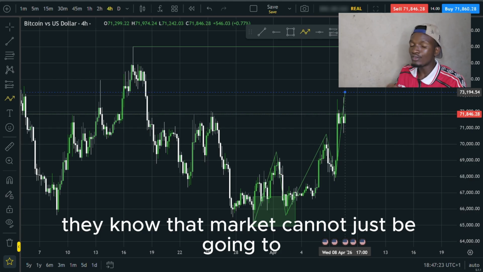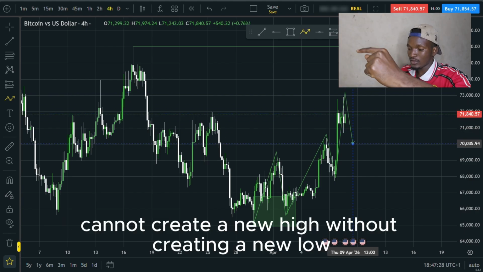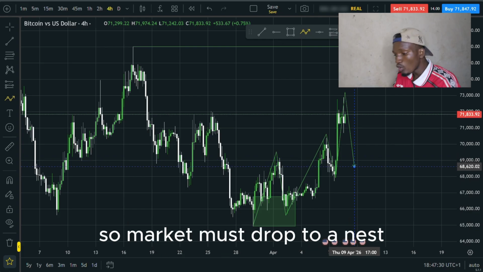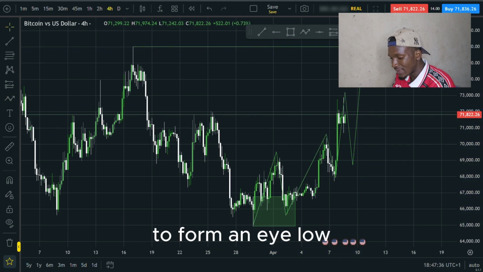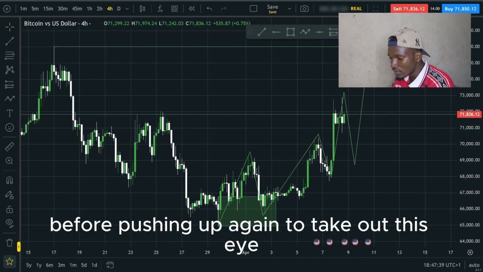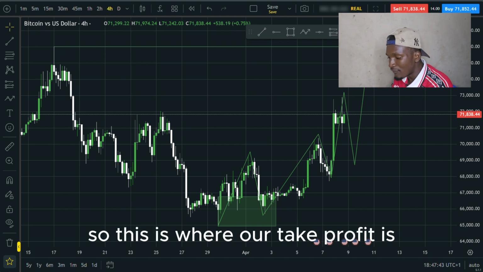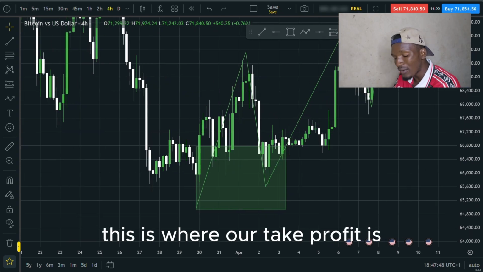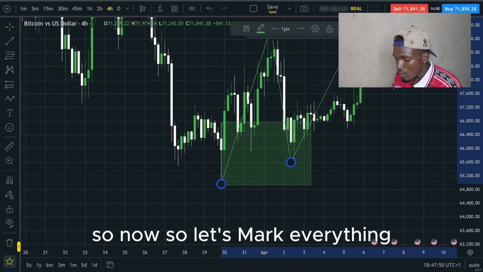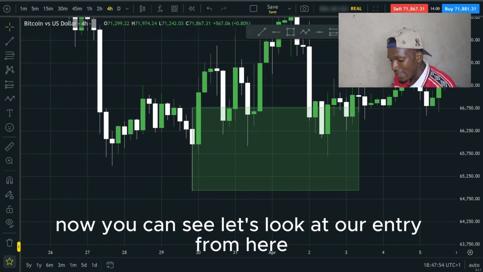Then you know that the market cannot create a new high without creating a new low. So the market must drop to an extent, either to respect this order block here to form a higher low before pushing up again to take out this high. This is our recent high, so this is where our take profit is. This is where we are targeting. So now, let's mark everything. Let's look at our entry from here.